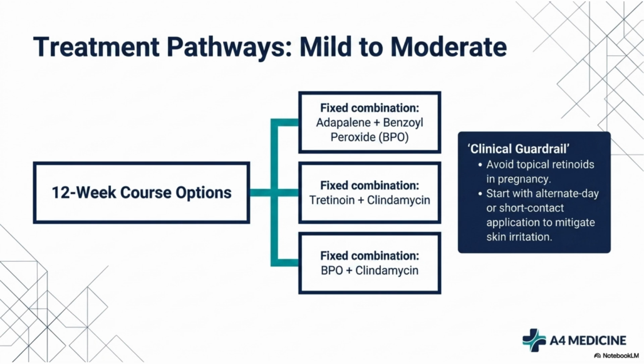For mild to moderate acne, NICE recommends a 12 week course of fixed combination topical treatments. This is where most primary care prescribing lives. Option 1 is adapalene plus benzoyl peroxide, a retinoid plus a bactericidal agent in one preparation, which helps adherence. Adapalene is a topical retinoid. It binds retinoic acid receptors, normalizes follicular keratinization, reduces microcomedone formation, and has anti inflammatory effects. In simple terms, it helps unblock the follicle and prevents new lesions forming.